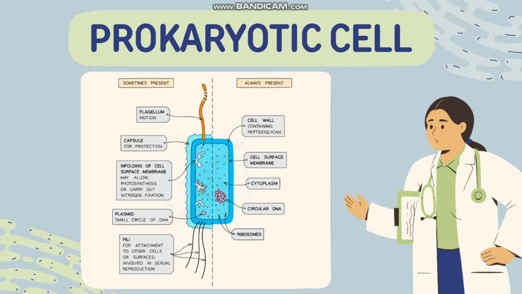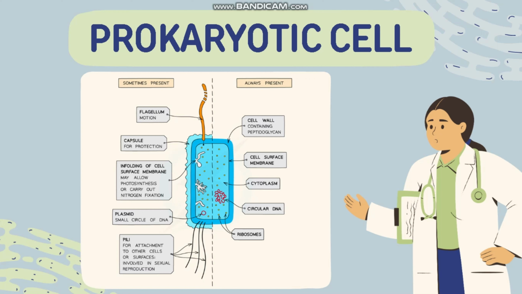So here we have a prokaryotic cell which has no organelles surrounded by a membrane except for the cell's surface membrane itself. So organelles that you will always find in prokaryotic cells are the cell wall, which is made up of peptidoglycan. We have the cell surface membrane, cytoplasm, circular DNA, which is the main DNA, consisting of essential genes needed for growth, metabolism, and reproduction. The DNA is found in the nucleoid, since bacteria don't have a nucleus.